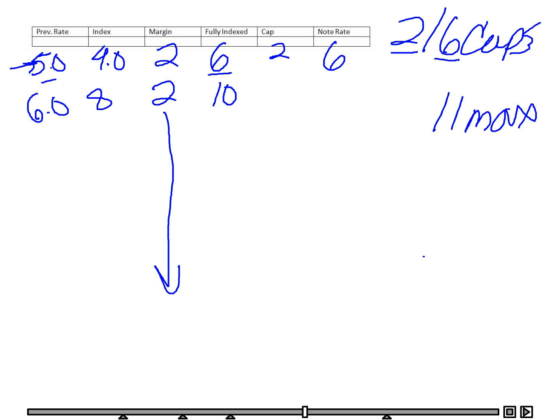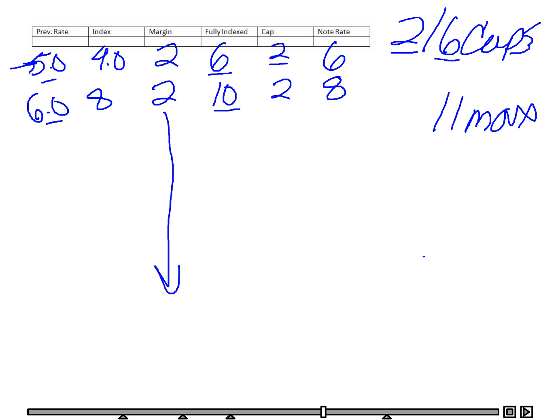Now remember, this is what the loan would like to adjust to if it could, subject to the caps. But remember, we have a 2% cap. That means that for this adjustment, we can go up to 8 or down to 4. We want to go up to 10. The caps say we can only go up to 8. So with the 2% cap, we are going to adjust to 8. So again, think of the fully indexed rate as what the loan would like to adjust to. So it would like to adjust to 10%, but because we can only go 2% above or below the previous rate, we are going to adjust to 8%.